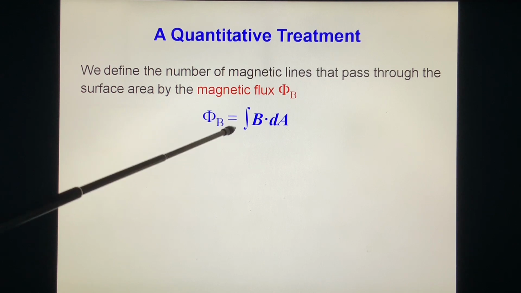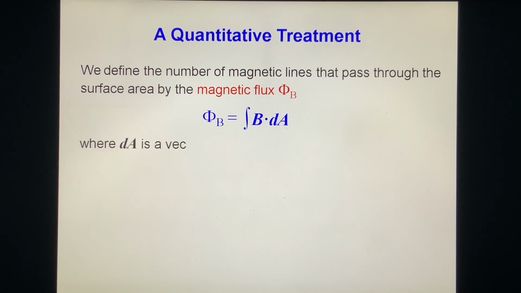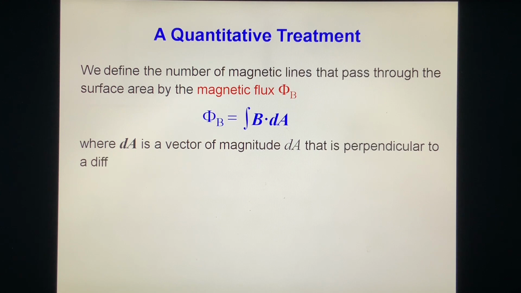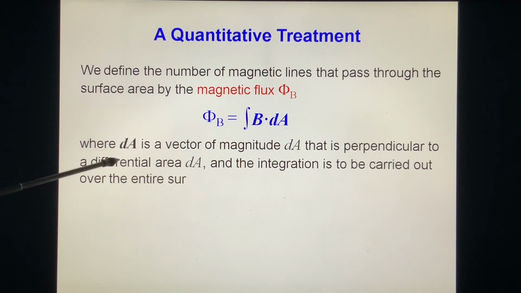We know the integration is actually a sum, right? So we dot this one, where dA is a vector of magnitude dA that is perpendicular to a differential area dA. You have two directions for a perpendicular dA that you can define by yourself. And the integration is to be carried out over the entire surface.